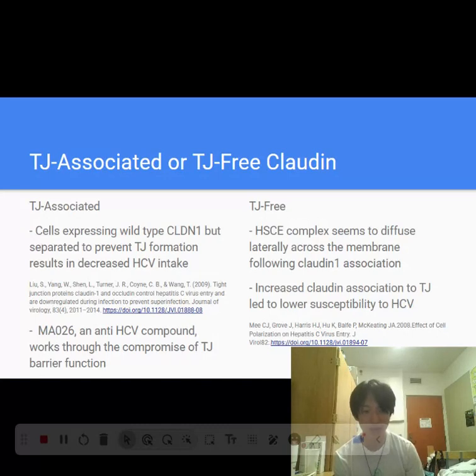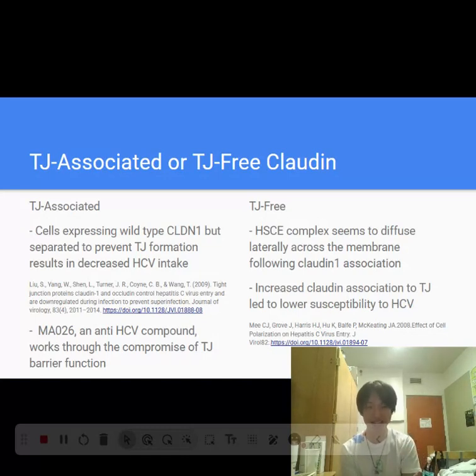Furthermore, there's another paper that I'm going to talk about, which was on MA026, an anti-HCV compound. What they found was that when hepatocytes were subjected to this compound, there was a complete loss in tight junction barrier function following binding to CLDN1, right?